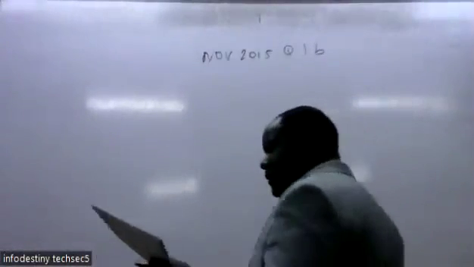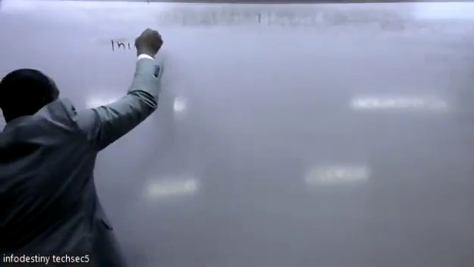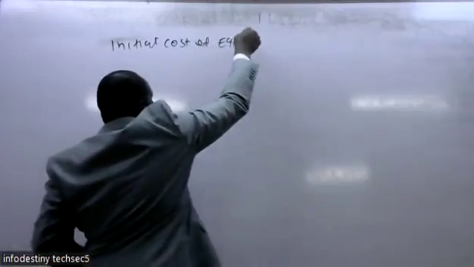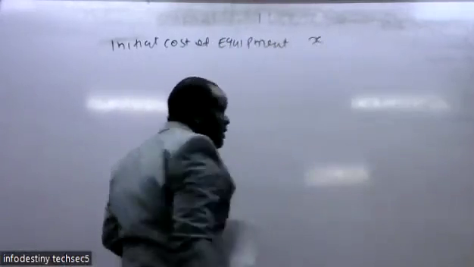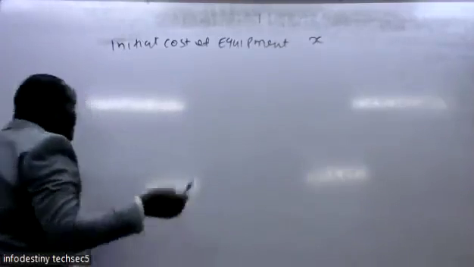So we start with Roman letter 1. Roman letter 1 is the initial cost of the equipment. So we make it X. The initial cost for the equipment, we make it X.